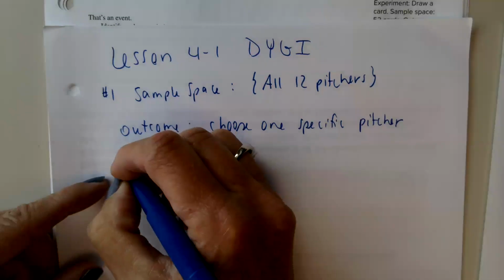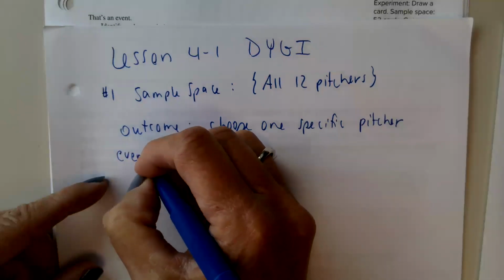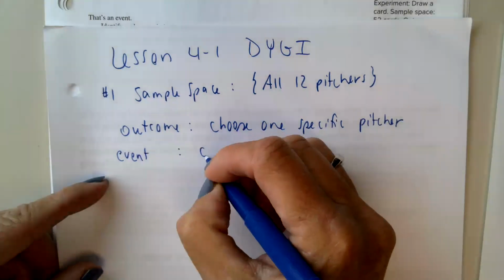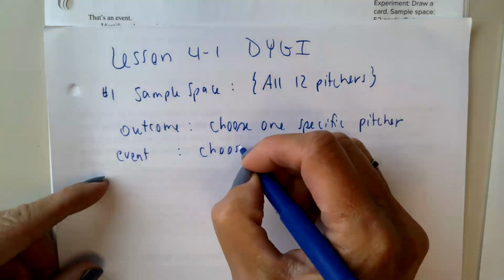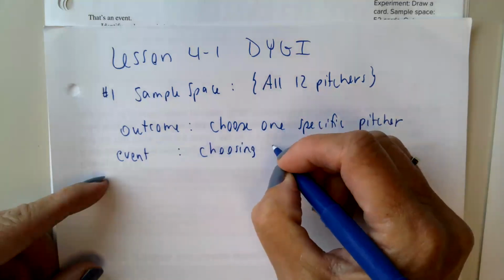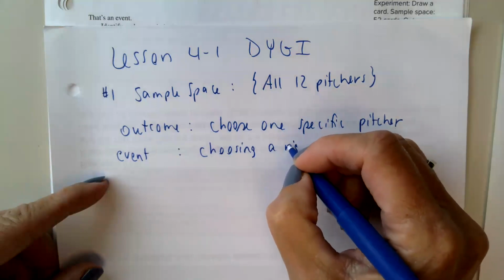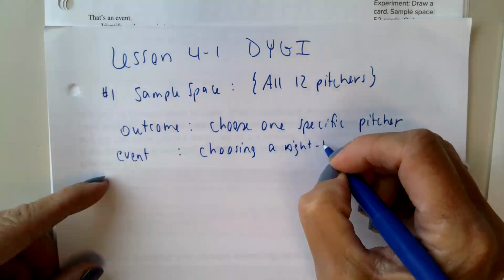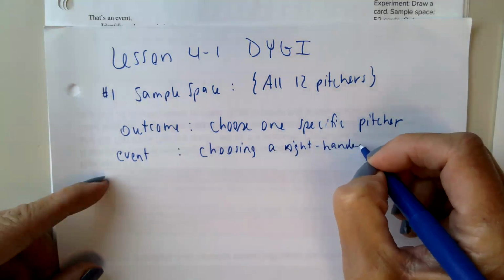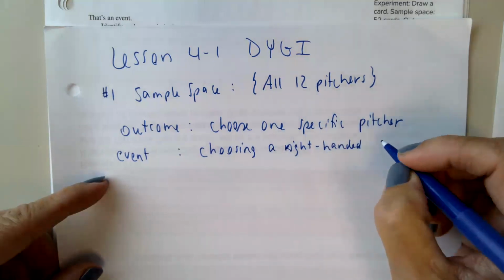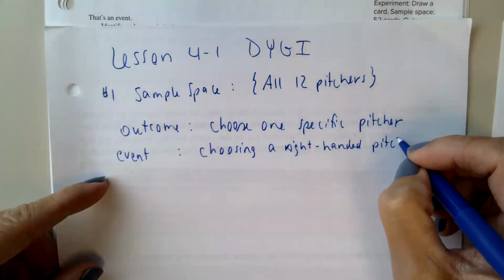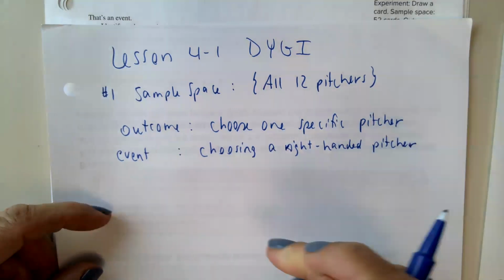An example of an event could be choosing a right-handed pitcher, because more than one of the pitchers would qualify for this. That's why it's an event.